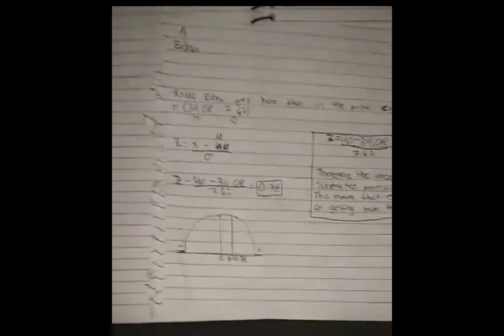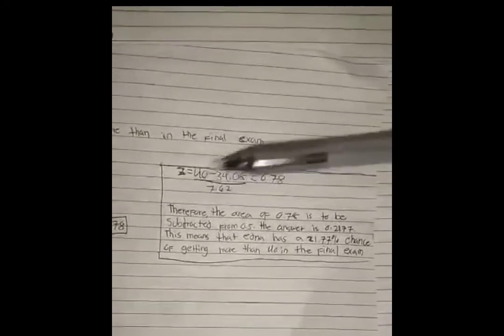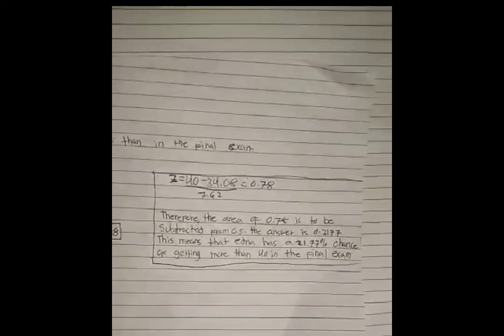After that, we can conclude here. Therefore, the area of the problem of Edna, we need to use the z-score formula, which is this.